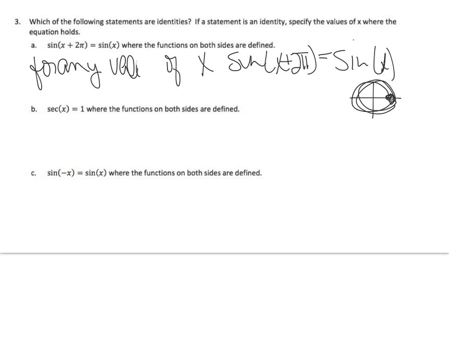Excuse me, sorry about that. Let me repaste this word, so for any value. And this is defined for all real numbers.